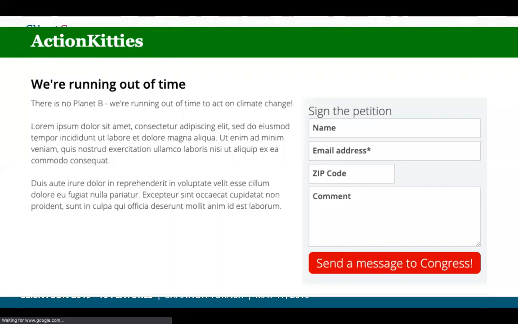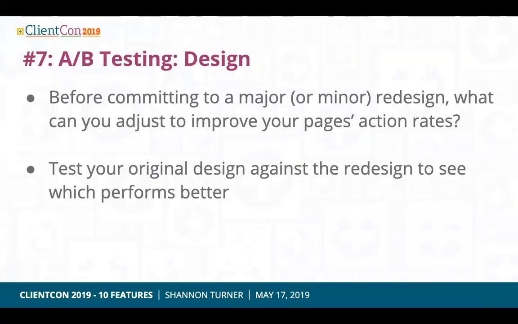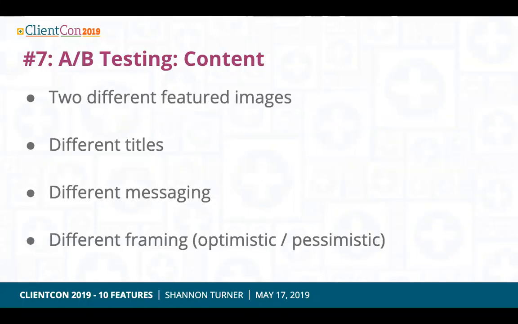Now, you can A/B test with design, but you can also A/B test with content. So what you test is up to you. Now, when I was on the client side, some of the things that I tested for content were 2 different featured images, different titles, different messaging, or even different framing, like having an optimistic frame or a pessimistic frame.